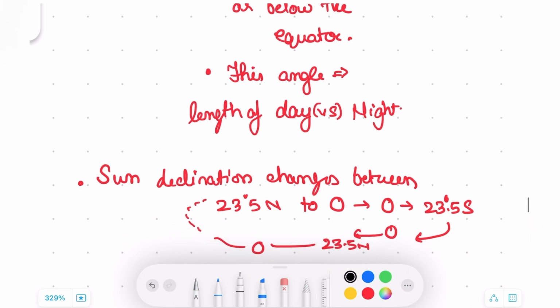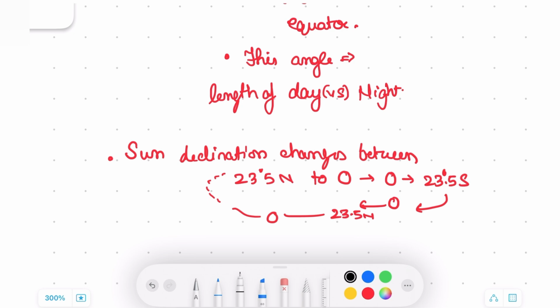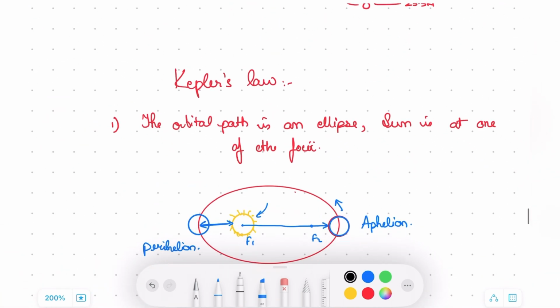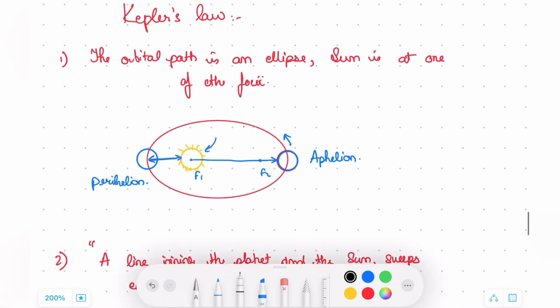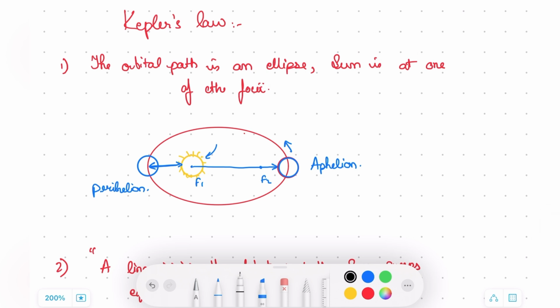So, the sun's declination changes from a maximum of 23.5 degrees north back to zero to a minimum of 23.5 degrees south back to zero, again 23.5 degrees north to zero, and so on and so forth. The cycle continues because the earth keeps revolving around the sun. Then we spoke about Kepler's law of planetary motion. In this, we spoke that the orbital path of a planet is an ellipse, right? And the sun is at one of the foci of this.